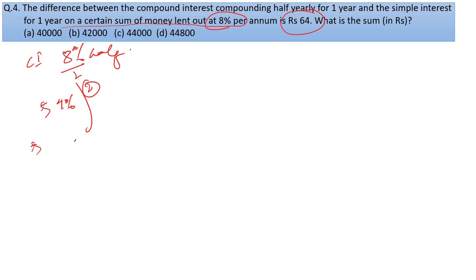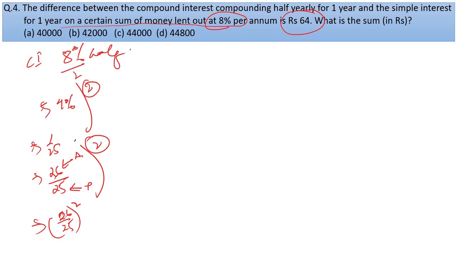So 4% is 1/25. Then for compound interest calculation, it will be 26, 25. This is amount, and this one is principal. For 2 years, we'll be taking 26, 25 whole square. This is 26 square is 676, and 25 square is 625. And then the compound interest will be 51, because this one is amount and this one is principal.